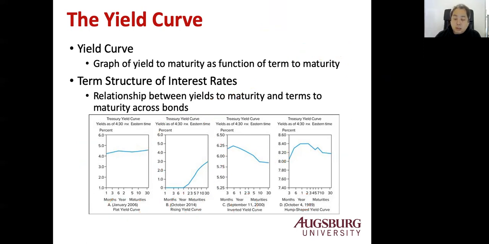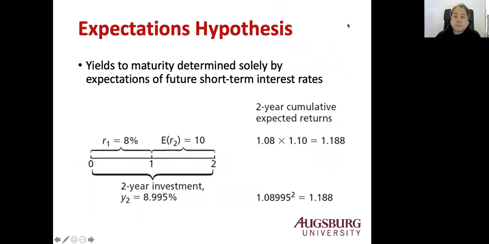So what determines the yield curve? First of all, there is a hypothesis called the expectation hypothesis. So suppose everyone in the market believes that the current 1 year interest is 8%, and next year it will rise to 10%. And what about, say, Y2, the 2 year interest investment?